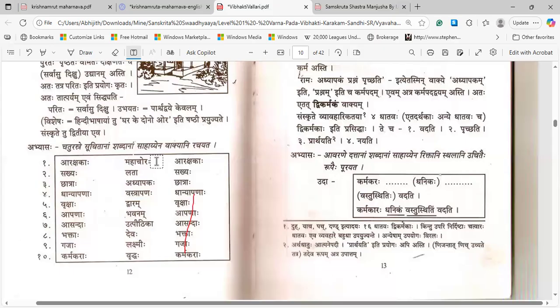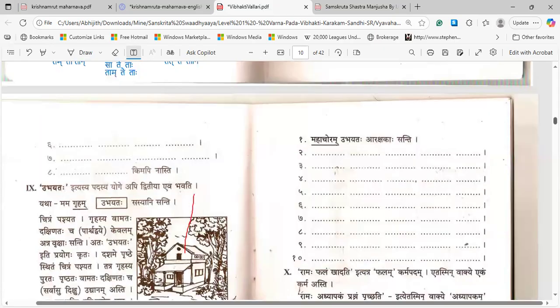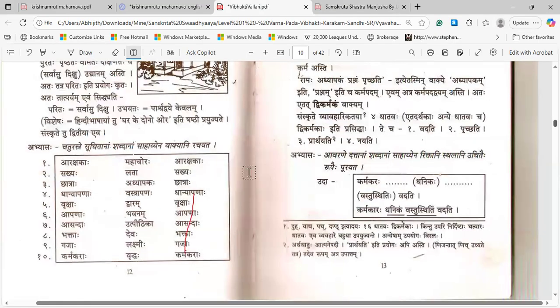So Mahachoraha will be in Dvitiya Vibhakti. So Mahachoram, what word should I use? Ubhayataha Arakshakaha Santi. Okay, so that is the word. See, Mahachoram Ubhayataha Arakshakaha Santi. So using this, we have to make sentences now. So now you tell me, anybody, whoever is interested, you may start.